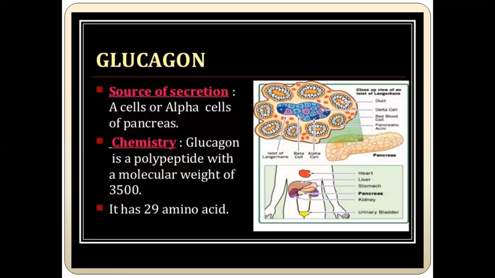Now, what about glucagon? I told you glucagon is secreted by the alpha cells of the pancreas. And what is its chemistry? Glucagon is a polypeptide with a molecular weight of 3500, and it has 29 amino acids. And from where is it secreted? It is secreted by the alpha cells of the islets of Langerhans of the pancreas.